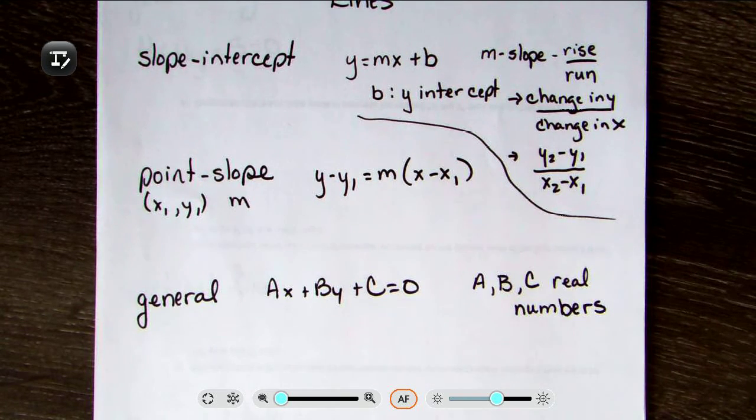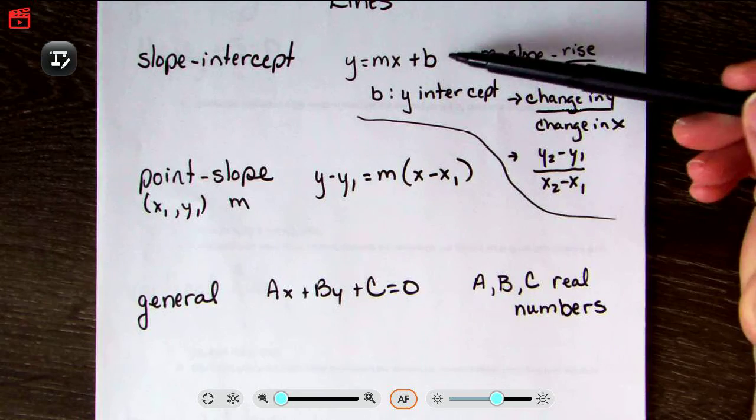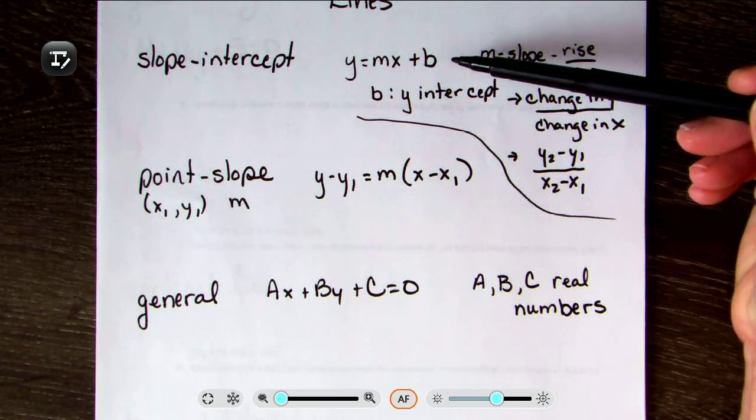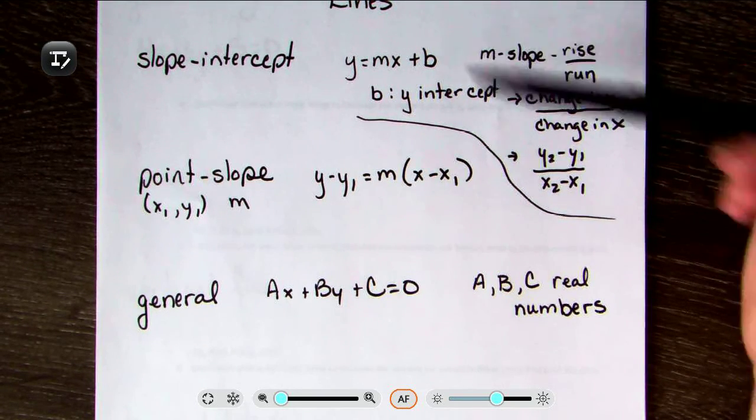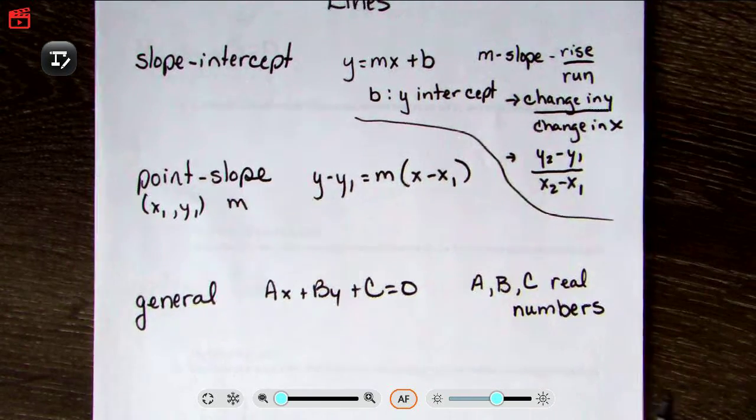In other words, we can't pick off any information from it, so we need to take that general form and put it into one of the other forms, usually the y equals mx plus b form, so we can pick off the information and then possibly graph it. So we're going to do that.